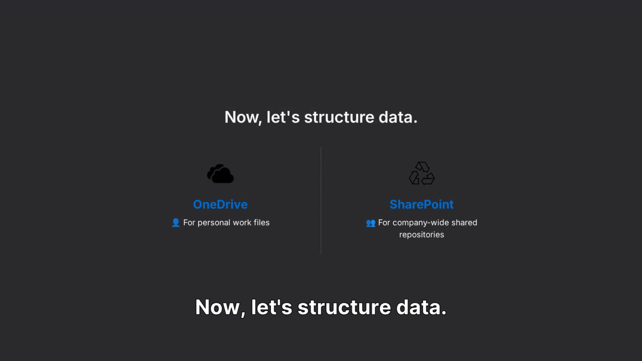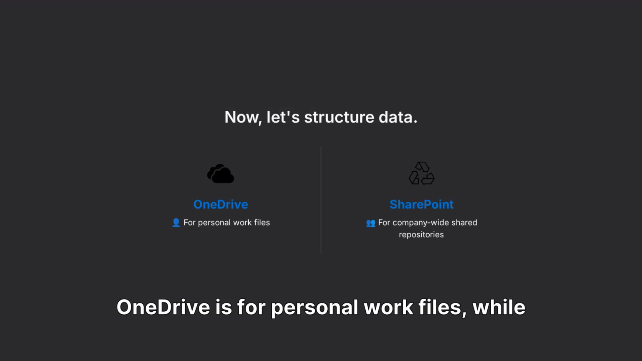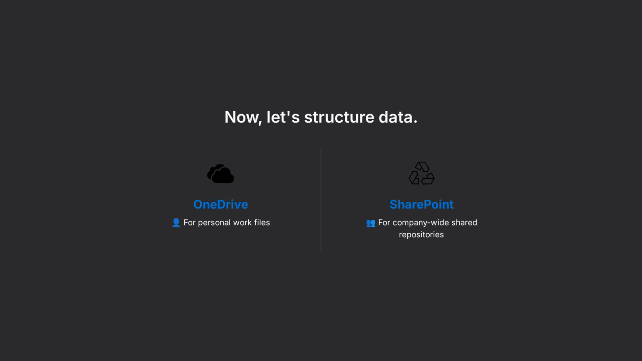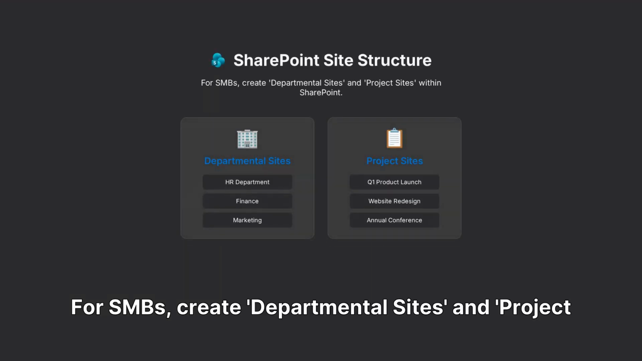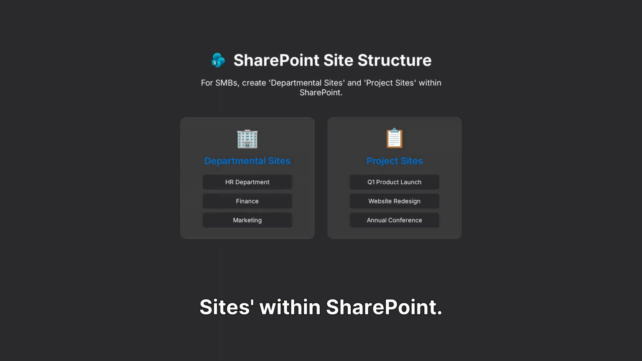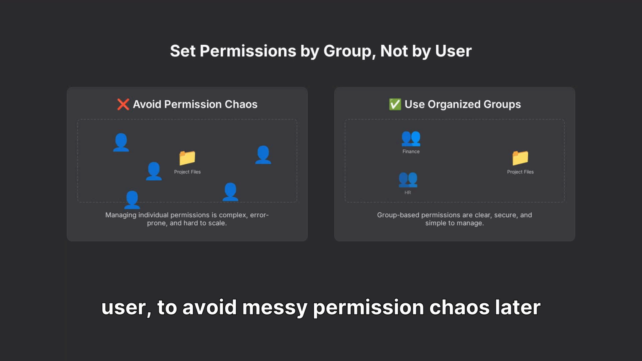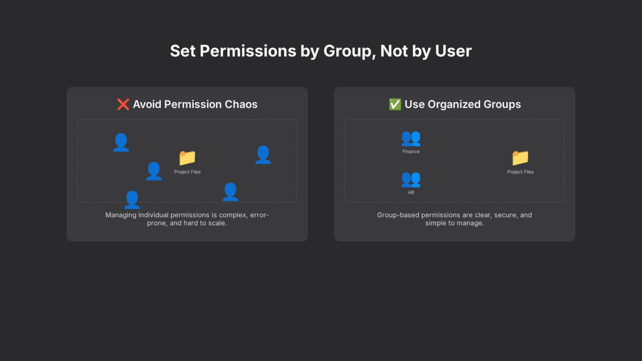Now, let's structure data. OneDrive is for personal work files, while SharePoint is for company-wide shared repositories. For SMBs, create departmental sites and project sites within SharePoint. Set permissions by group, not by individual user, to avoid messy permission chaos later on.